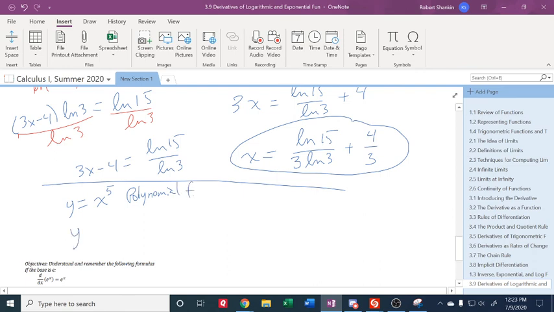If I reverse the roles, if the base is a constant and the variable is up in the exponent position, this is called an exponential function.